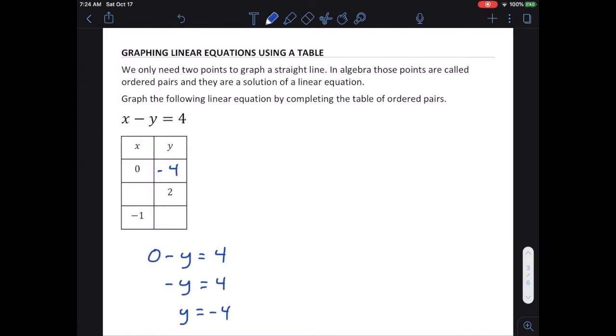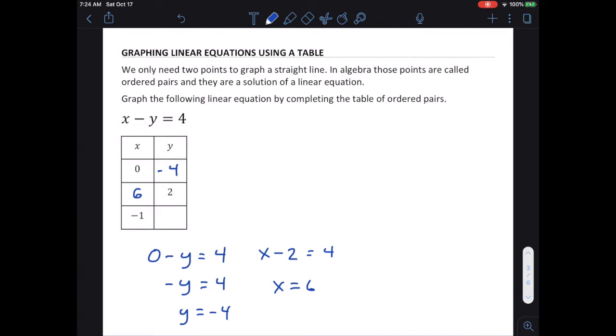And then the second one, we have y is 2, so you can see how it's going to be kind of easy to do either one here. So we have x minus 2 equals 4, and then we'll add 2 to both sides to get x equals 6. So we'll go ahead and fill that in the table for x.